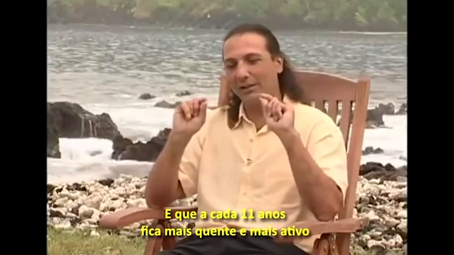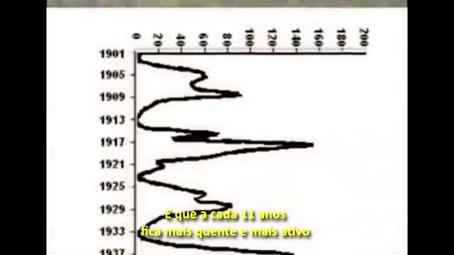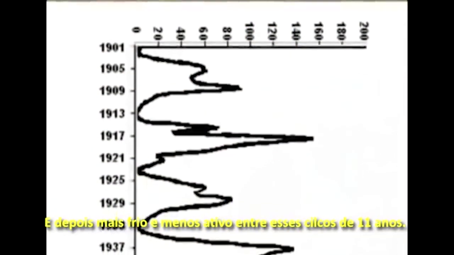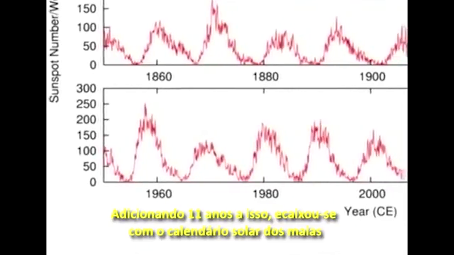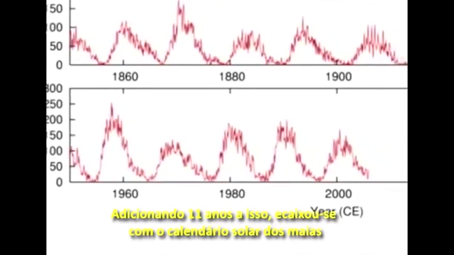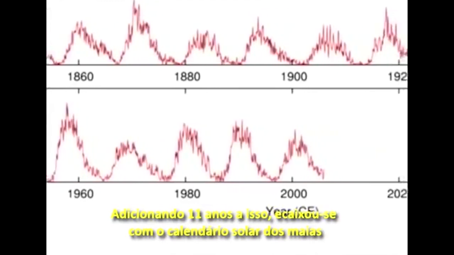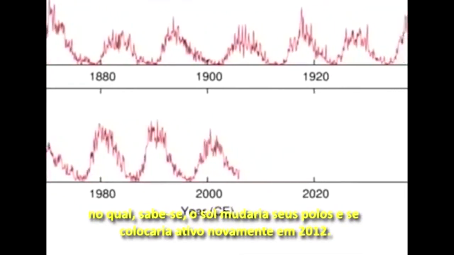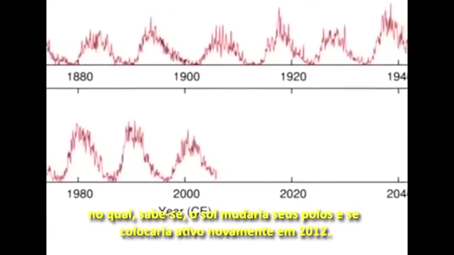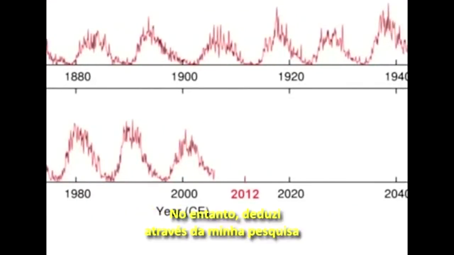years, and that every 11 years it would get hotter, more active, and then cooler and less active in between the 11-year cycle. I realized as well that the last cycle would occur approximately in 2000-2001. Adding 11 years to that matched the solar calendar of the Mayan, in which the sun would flip its pole and get active again in 2012.